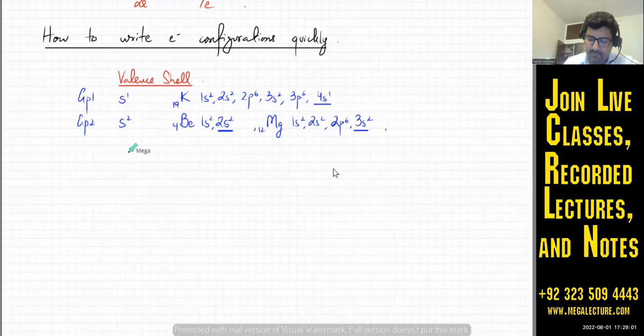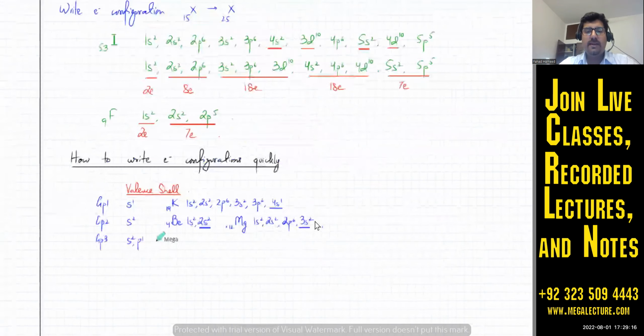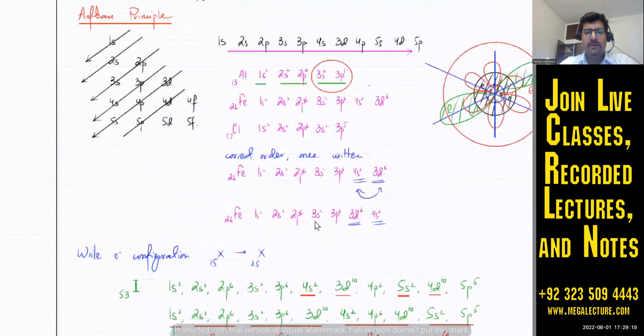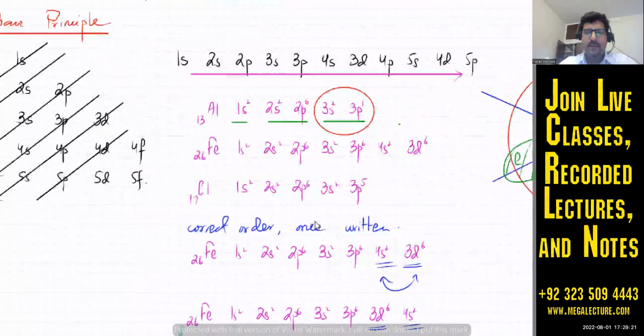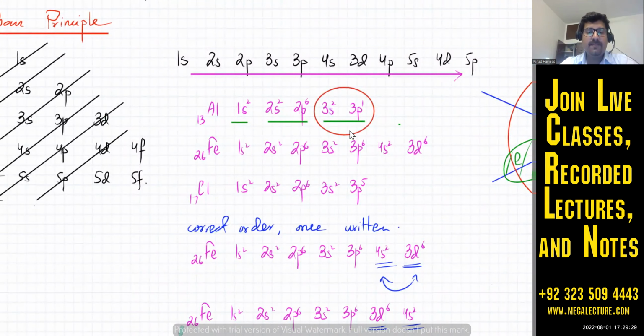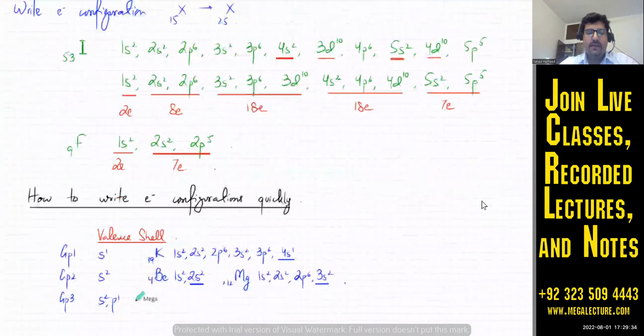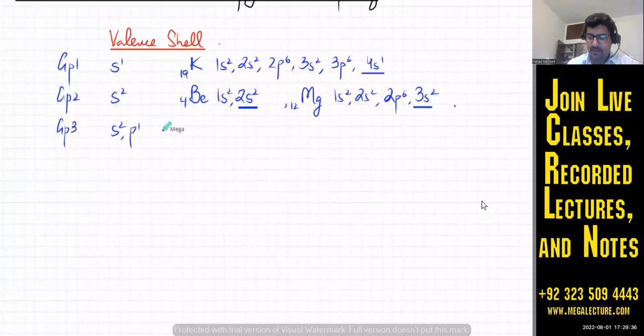If an element is in group 3, the outermost shell will have S2 and P1, and we did aluminium. Aluminium को अगर देखोगे ना, तो उसका outermost देखो, it's S2 and P1. Shell number abhi humne figure out kiya, but it's S2 and P1, right? That's the outermost shell. That's the valence shell. So we can go on.